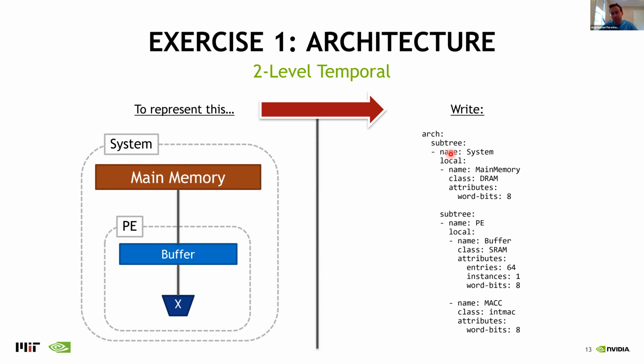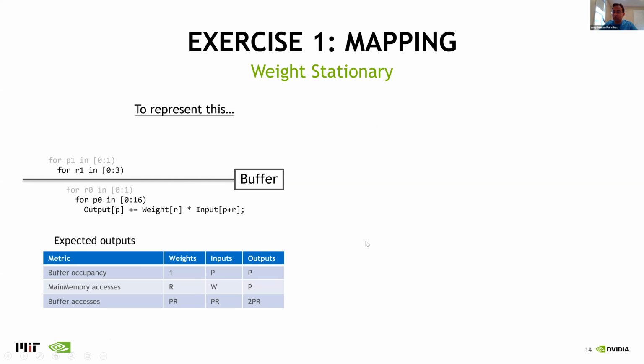And to represent that, it's very similar to the previous example. We just added one more level. You've got a subtree here and then a subtree underneath it. This section looks like the previous example. This is what we added. And notice that this is a new class called DRAM, and we added a set of attributes for the DRAM. Now, the problem for this exercise is the same. It's still going to be 1D conv, but the mapping becomes more interesting because of the added level in the architecture.